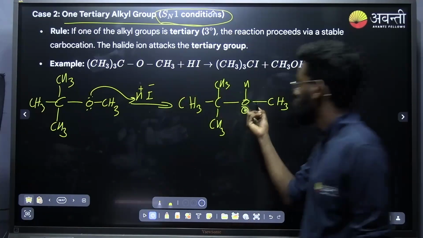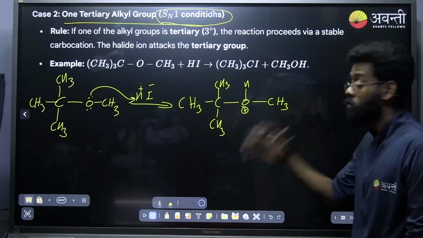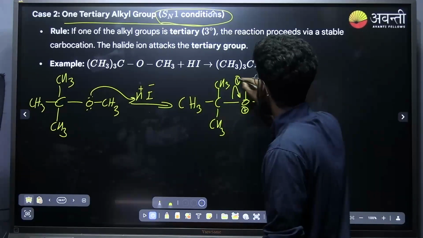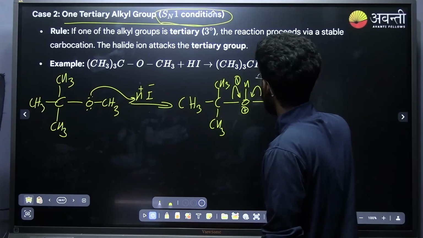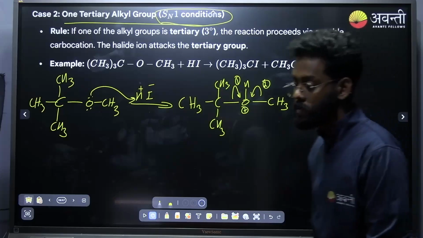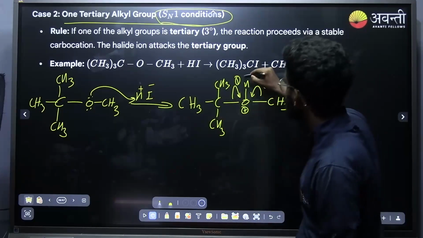Now my question is how the protonation will be, how the cleavage will be taking place here. First one or second one? This is the first one and this is the second one. How will the cleavage take place, first or second? First. First one, very good. The first one cleavage will be taking place.